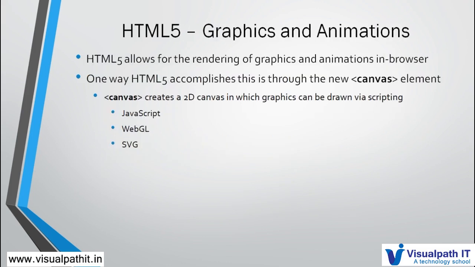In HTML5 graphics and animation, HTML5 allows for the rendering of graphics and animation in the browser. Only HTML5 accomplishes this through the new canvas element. The canvas tag creates a 2D canvas in which graphics can be drawn via scripting like JavaScript, and WebGL and SVG are supported for the canvas.